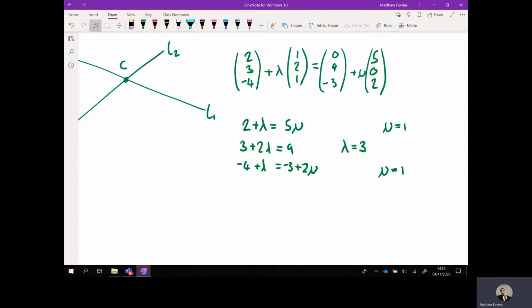When mu is equal to 1, the point from the right hand side of the equation will be (5, 9, -1). And this is therefore our coordinate of C.